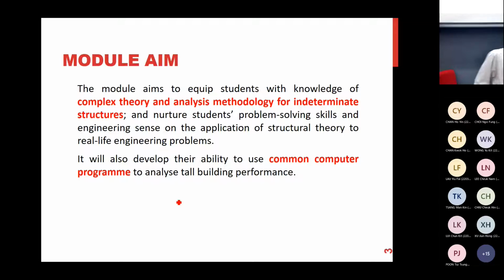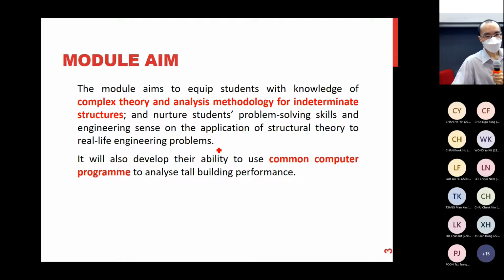The module aims. The aim of this module is to equip students with some understanding of complex structural analysis theory, and those theories are useful for you to solve structural problems for both determinate and indeterminate structures. We will discuss the so-called Stibbs method, one very universal and general approach that helps you to solve almost all kinds of structural problems. Although the calculation is a little bit complicated, it's very, very general. And it also helps students to develop their problem-solving skills to solve engineering problems.